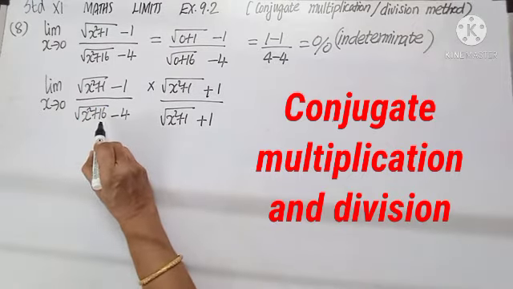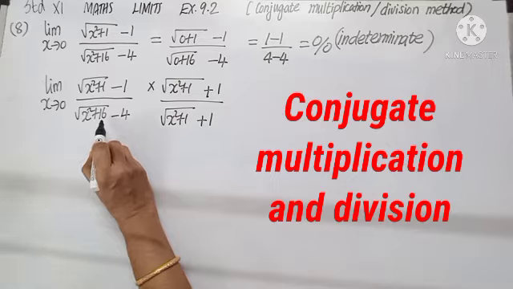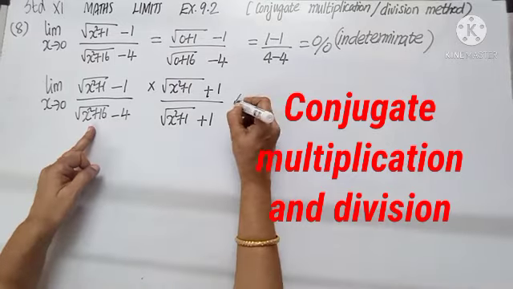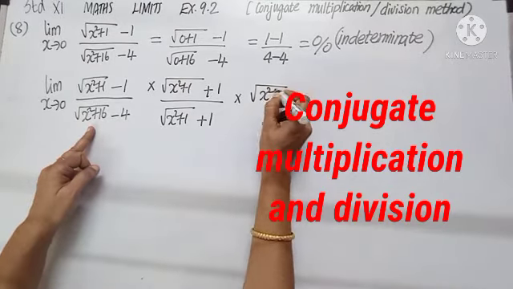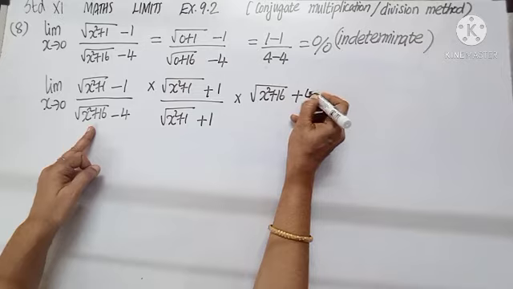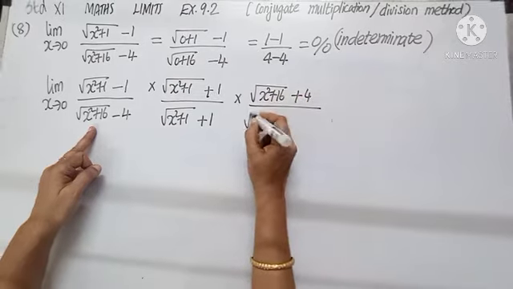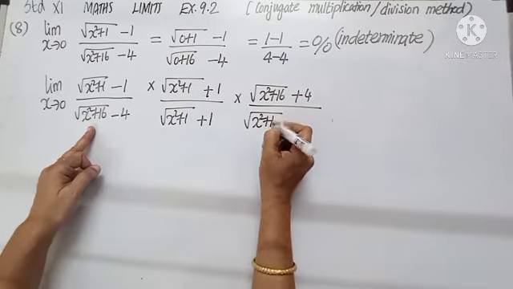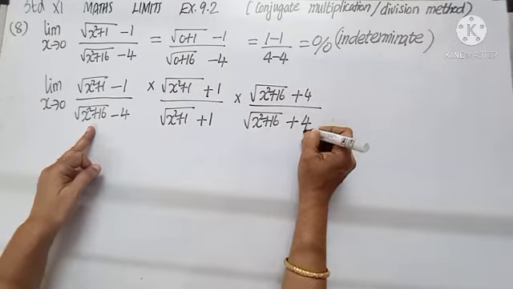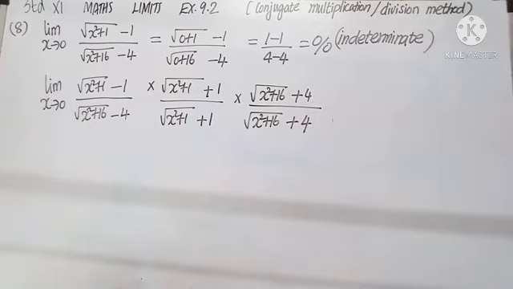Again, it is a problematic factor. So what is the conjugate for this? Multiply and divide by that. x square plus 16 plus 4. Square root, remember to write. Root of x square plus 16 plus 4. So we multiply and divide.